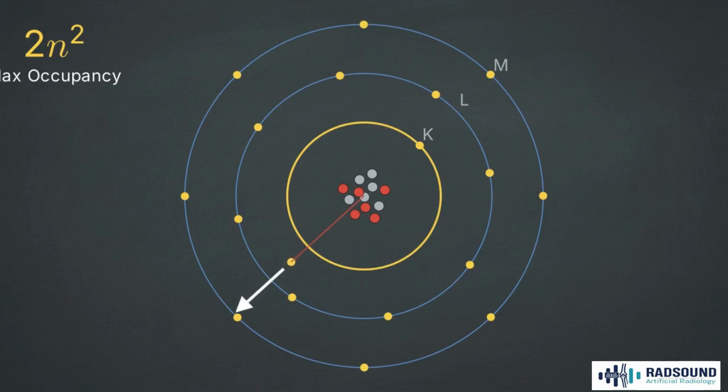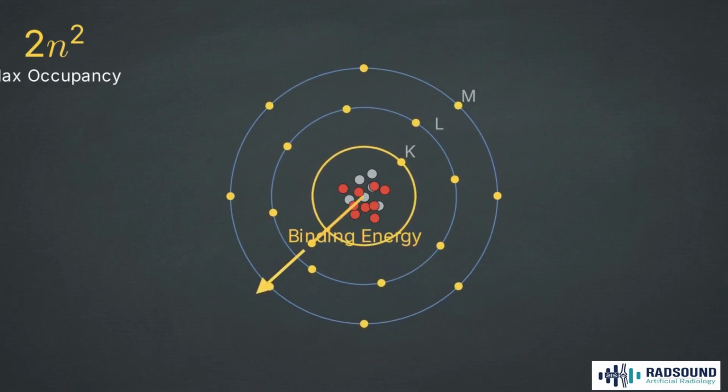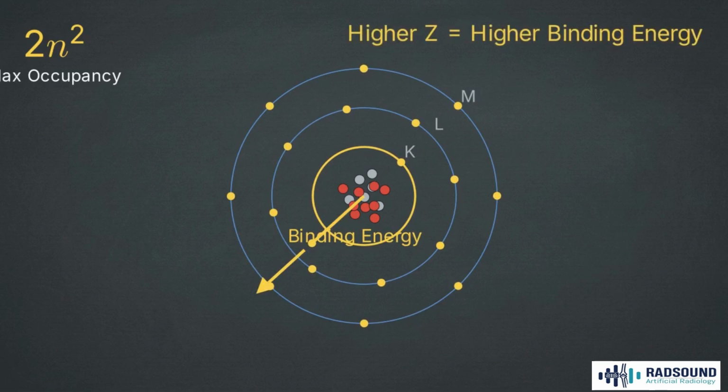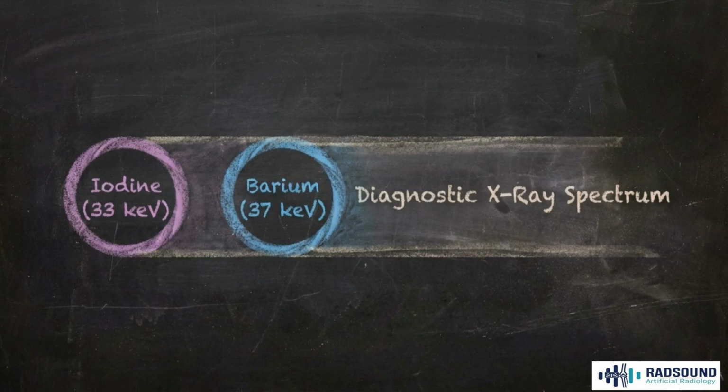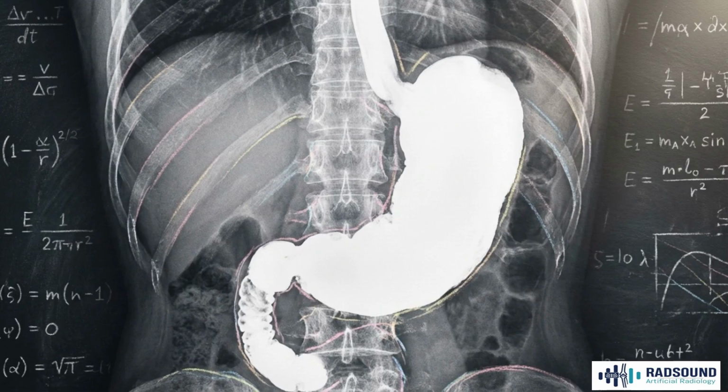The K shell, the very front row, sits in a deep potential well. Removing an electron from this shell requires specific energy to overcome the nuclear pull. We call this binding energy. As you add more protons to the nucleus, increasing the atomic number, that binding energy increases. Iodine and barium are chosen because their K-shell binding energies, 33 and 37 keV, fall within the diagnostic X-ray spectrum. This alignment is the prerequisite for the interaction that produces high image contrast.